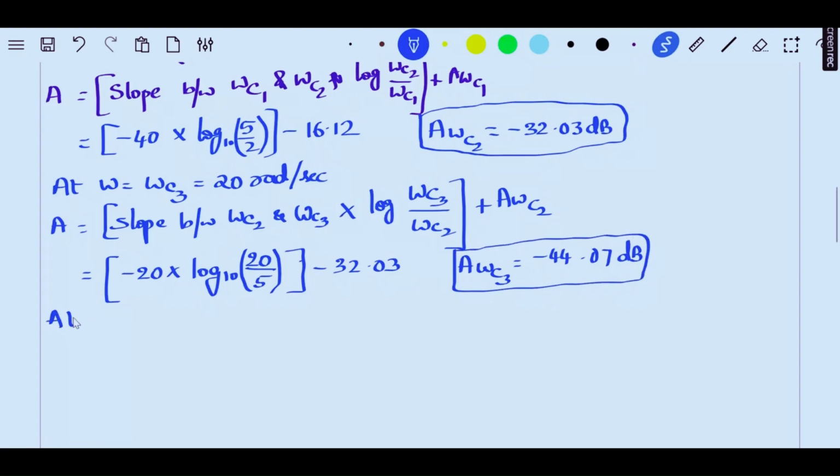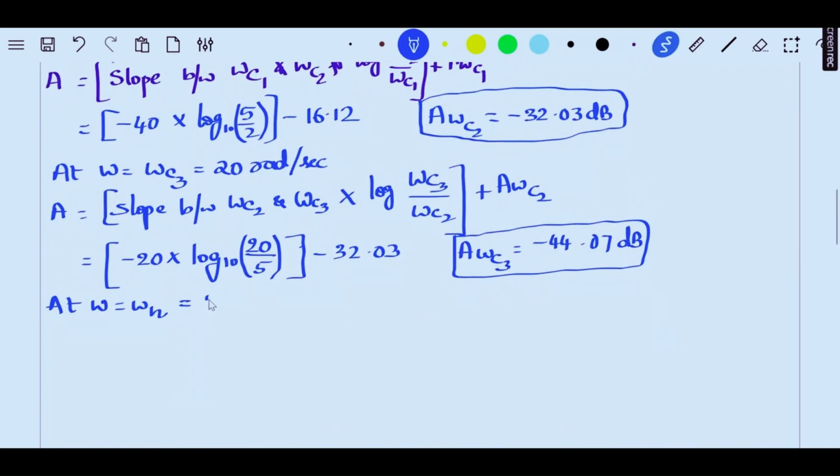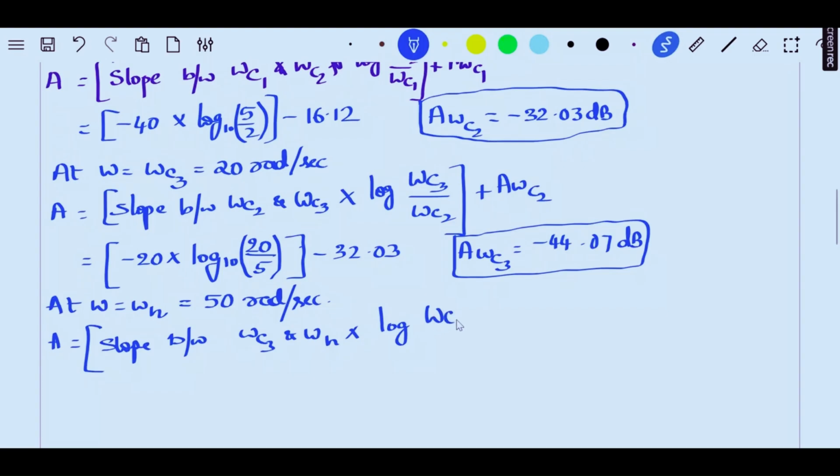Finally, at omega equals omega h, which I have considered is 50 radians per second. For this, let me take the magnitude formula. A equals slope between omega C3 and omega h multiplied by log of omega h divided by omega C3. Always the higher value should be at the top and the lower should be at the bottom.